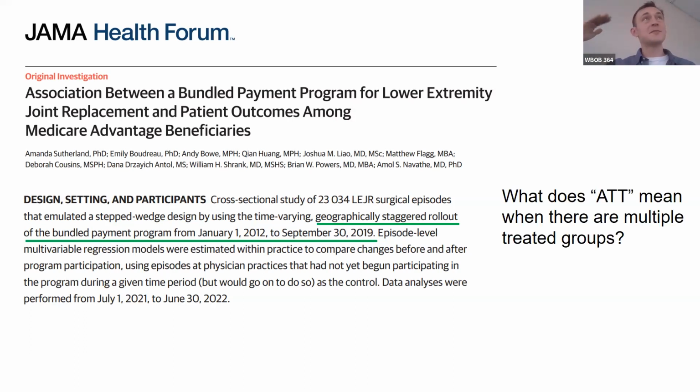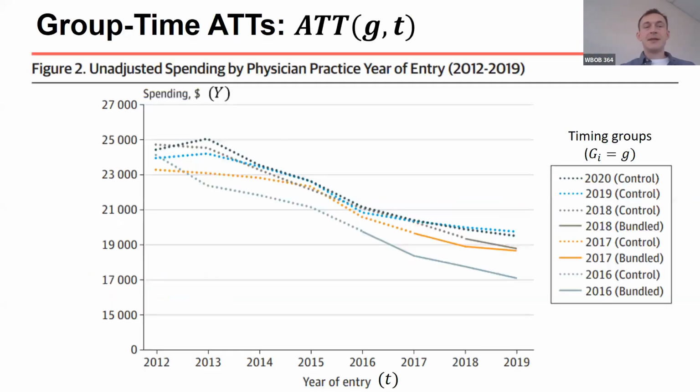So if we're going to go with this parameter-first approach, we have to ask ourselves, well, what does ATT mean in this situation? It means something different. Because before there was just one treatment group, one post period, one average treatment effect on the treated parameter. Now there's a lot. So this is what their actual aggregate data look like.